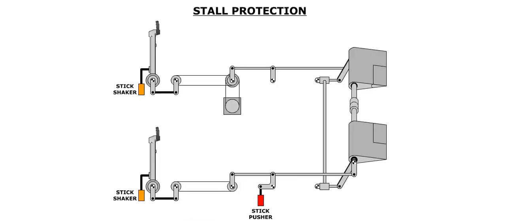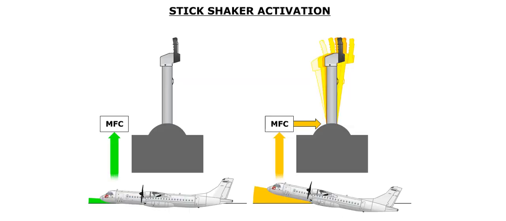Stall protection is provided by 2 electrical stick shakers and 1 stick pusher. Each control column has a stick shaker. The stick pusher is connected to the captain's control column only. If the aircraft's angle of attack becomes excessive, the MFC will provide an electrical signal to the 2 stick shaker electrical motors, and the control columns will shake.